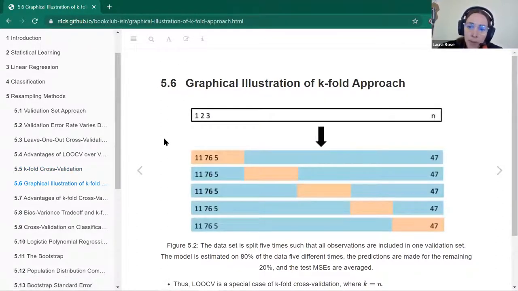I really liked this graphic from the book. At the top in that white rectangle, you have the different observations, 1, 2, 3, up to N. And then you can see this is a fivefold split, and every observation gets the opportunity to be in that validation set. And if you think about it, LOOCV is a special case of K-fold where K equals N.